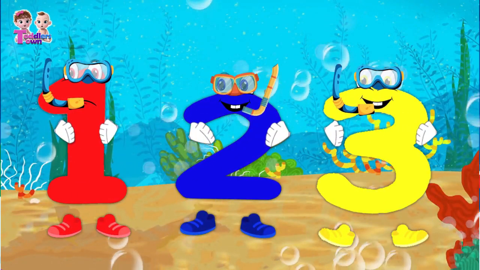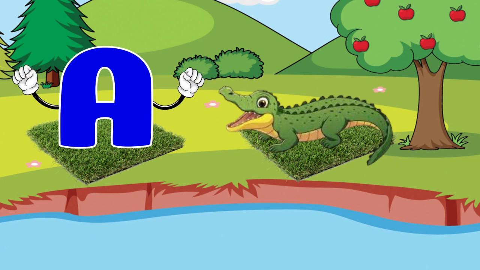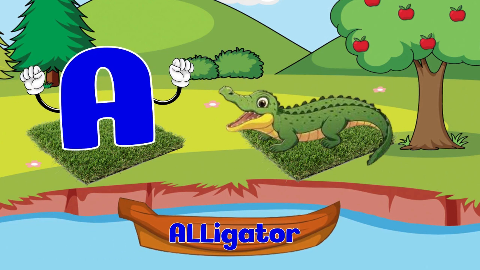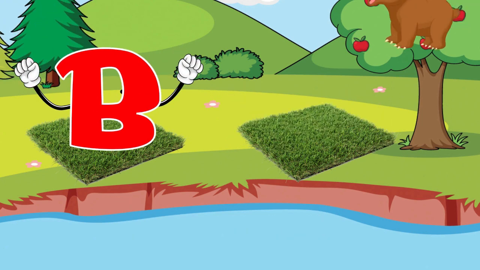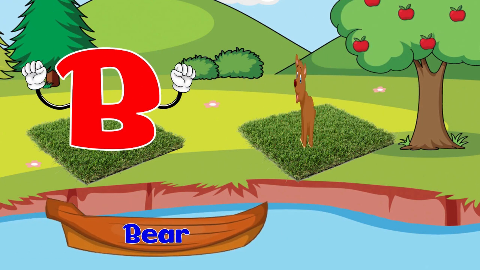Let's learn 1, 2, 3. A. A is for alligator. B. B is for bear.